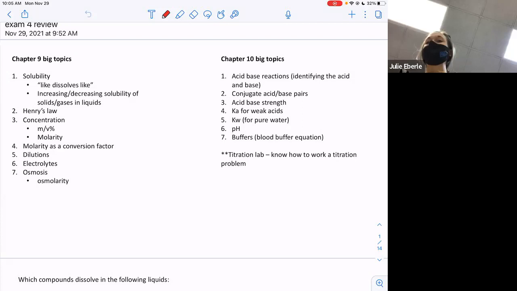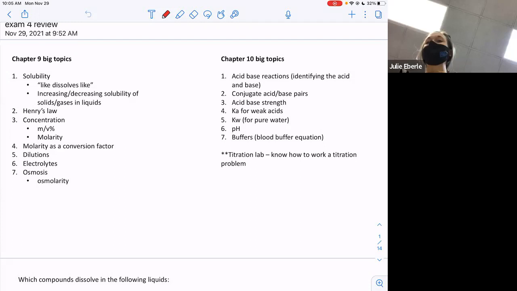And then chapter 10, the big topics were, if I give you an acid-base reaction or the reactants, can you identify which one is the acid and the base and then tell me what the products will be? Could you label conjugate acid-base pairs? Those are 2 big things. Acid-base strength. So knowing what that means, like I've got a couple problems in a little bit. If you have a strong acid or a strong base, you know it completely disassociates. Much easier to calculate pH or pOH, concentrations of H plus or OH minus, if you have a strong acid or base, okay?